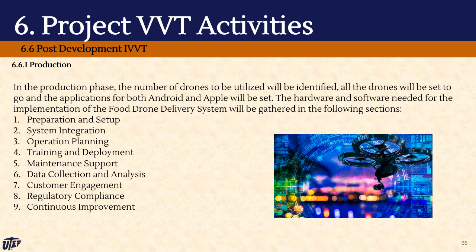Number 7 is customer engagement. Number 6 is data collection. And for the data collection analysis, it would include performance and analysis of data to identify places for optimization and machine learning, as well as regulatory compliance, which ensures the compliance with all the relevant regulations and standards, and continuous improvement, which implements improvements based on data analysis and feedback to enhance the efficiency of this delivery system.